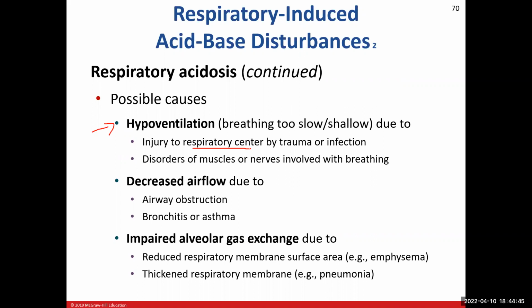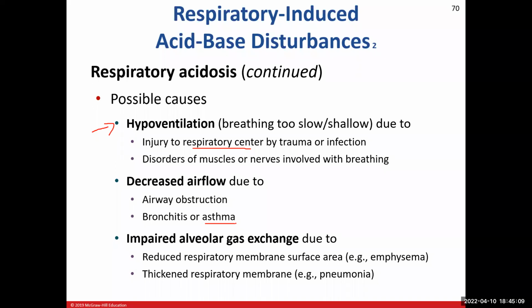What about a decrease in airflow? Maybe there's an obstruction somewhere along your airways. Or you can be like me and have asthma, and that can cause issues because you're getting bronchial constriction because the smooth muscles are in spasm, and that bronchial constriction is increasing resistance, thereby decreasing airflow.